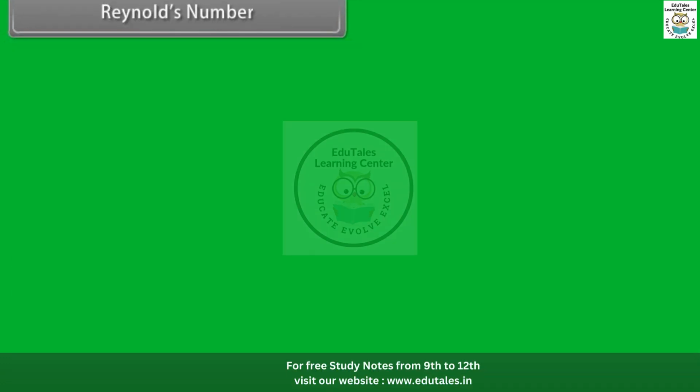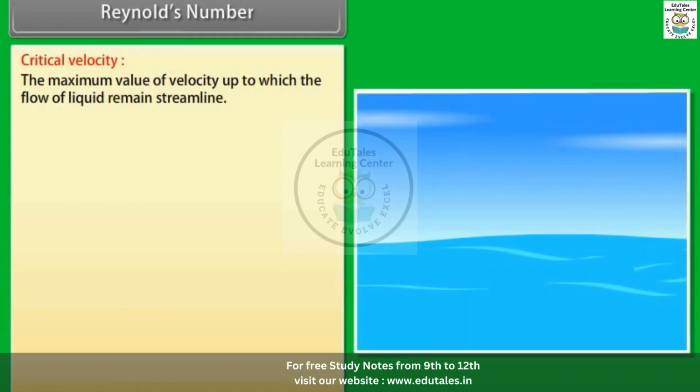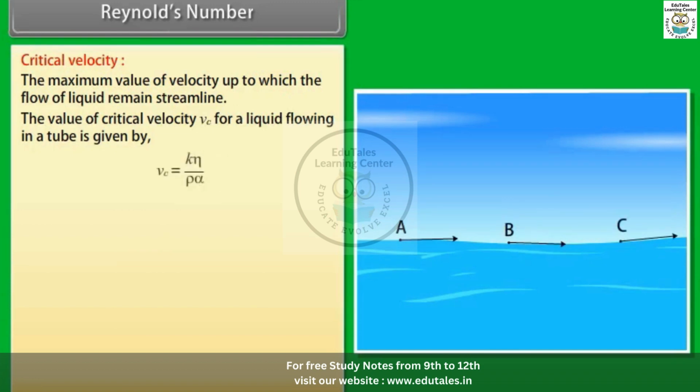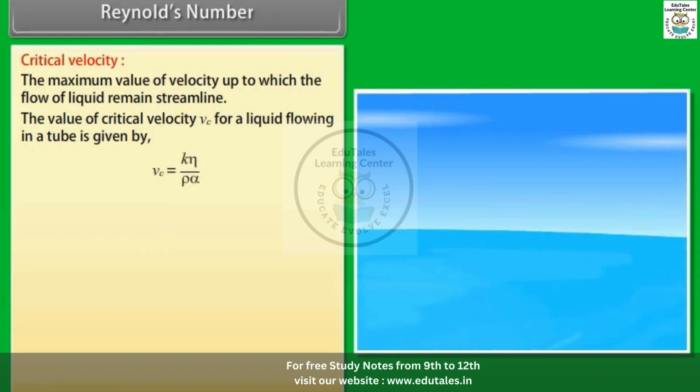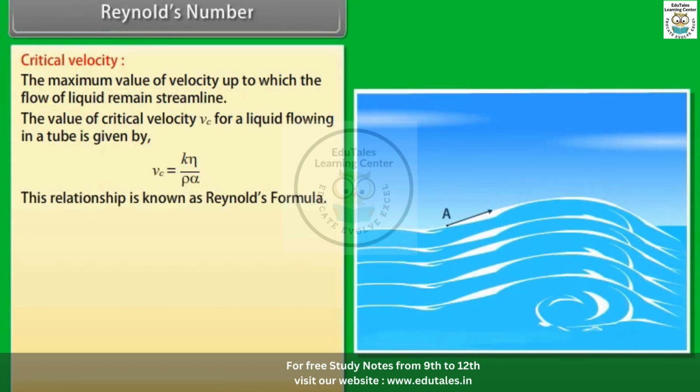Reynolds number. Critical velocity is the maximum value of velocity up to which the flow of liquid remains streamlined. The value of critical velocity Vc for a liquid flowing in a tube is equal to K into eta upon rho into alpha. This relationship is known as Reynolds formula.